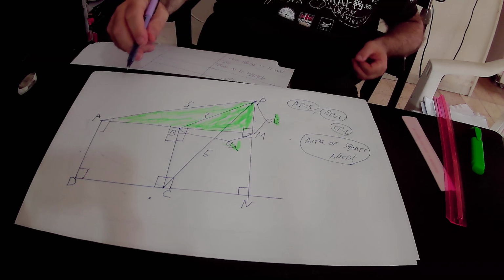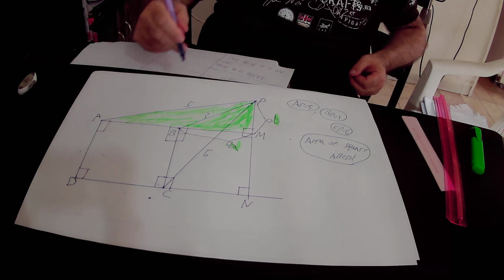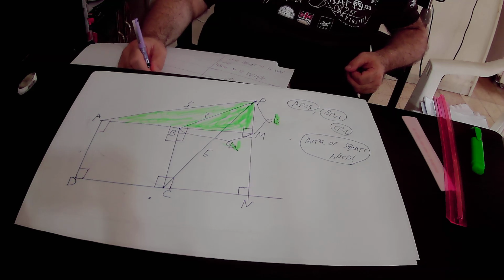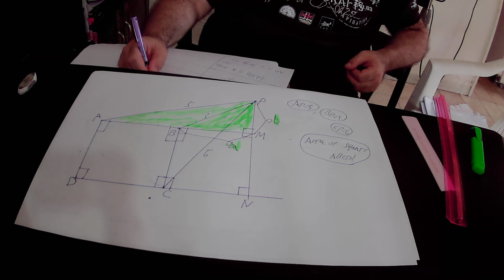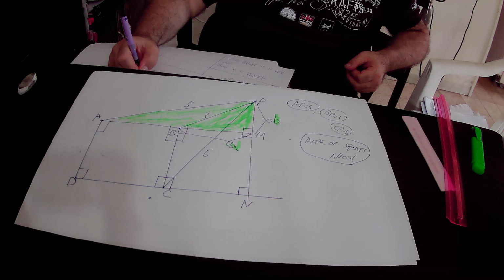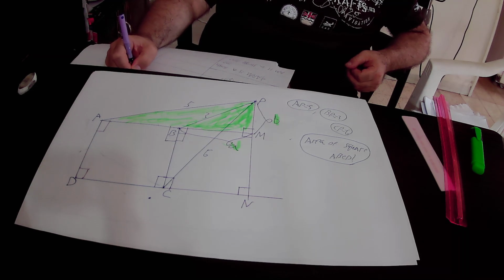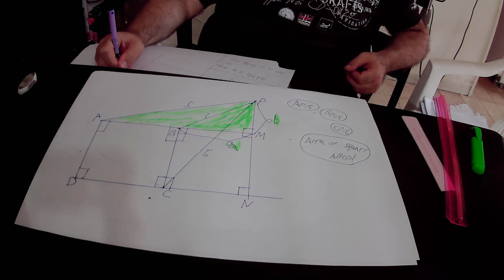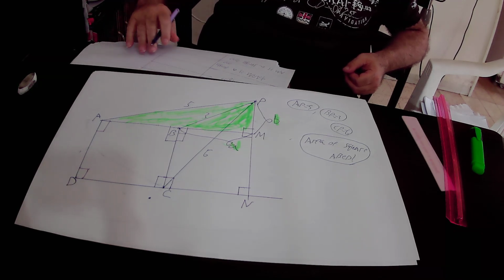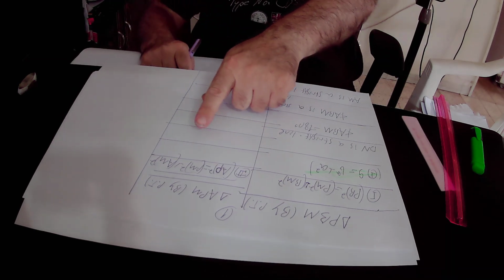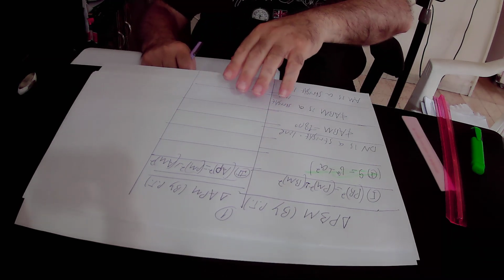The hypotenuse of the right triangle APM is AP. Therefore, the square of the hypotenuse is AP square, and it must be equal to the sum of the squares of the perpendiculars. That is to say, it must be equal to PM square plus AM square. Repeat again, in the right green triangle APM, AP square equals PM square plus AM square.